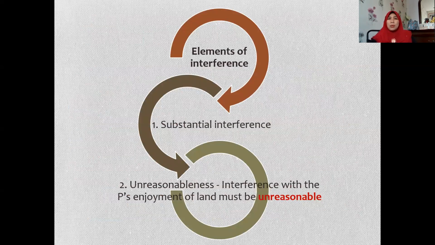Okay, we are done with the explanation on the types of interference which are actionable. Now we go to the elements of interference. I'm checking the time, because I don't want the lecture to be too long.